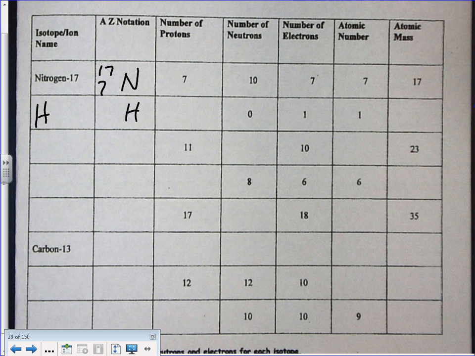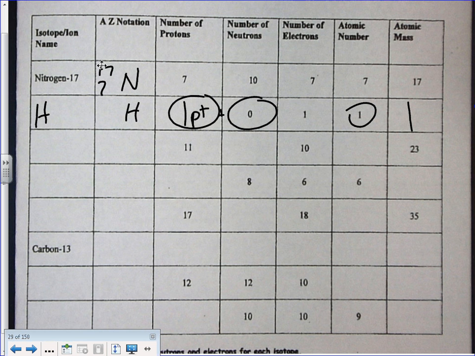So what else do we immediately know? 1 proton, right? 1 proton because there's 1 as its atomic number. How would you find its mass? Right, add your proton here and your neutron here. So our mass is 1.